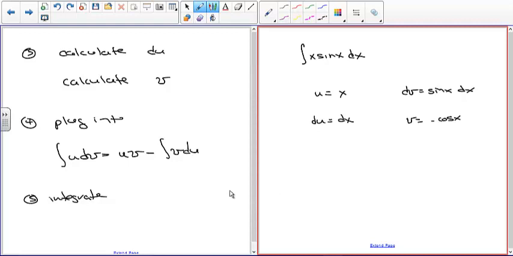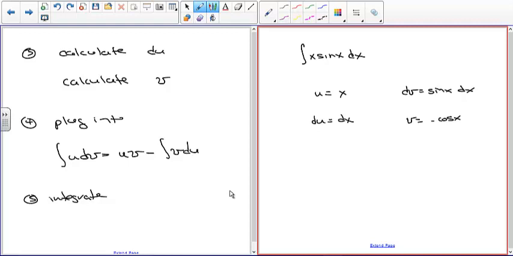Okay, so there you go. The derivative of x is 1. Multiply 1 by dx to get du. And the integral of sine of x dx is negative cosine of x. So that's the first step. Then you plug in. We chose u and dv, we calculated du and v, and now we plug into this. So go ahead and plug the numbers in.